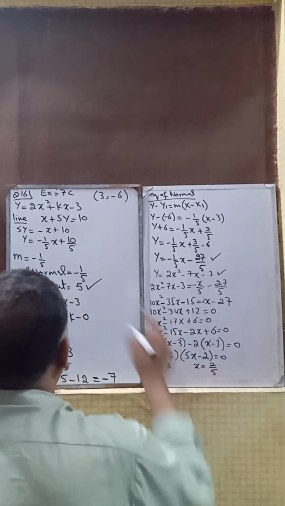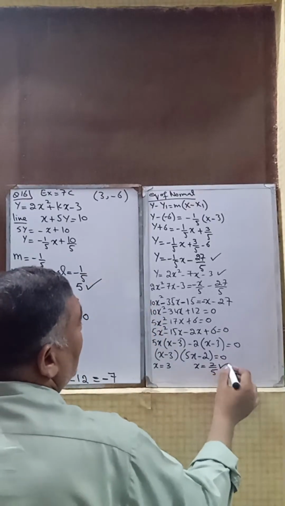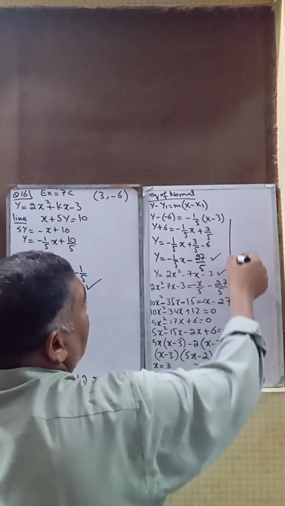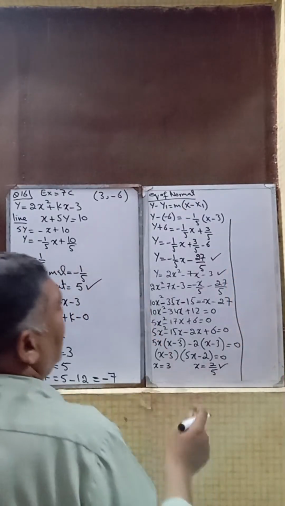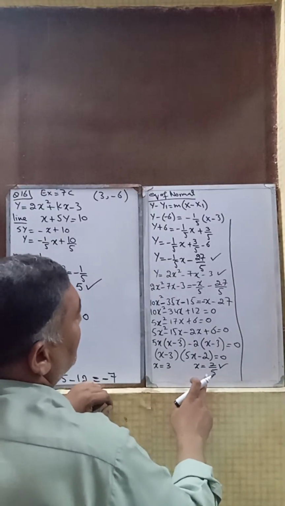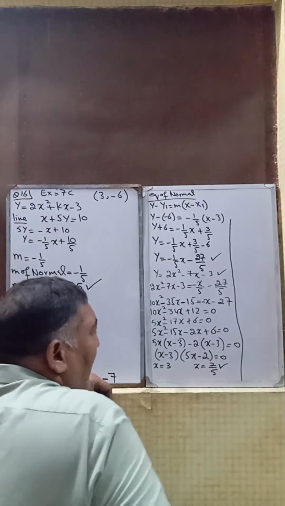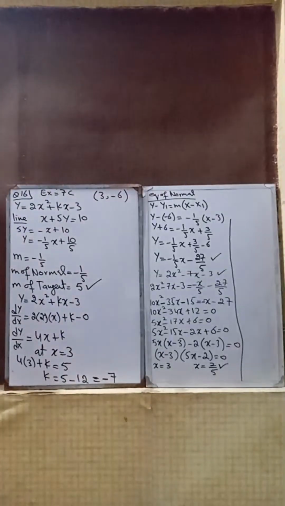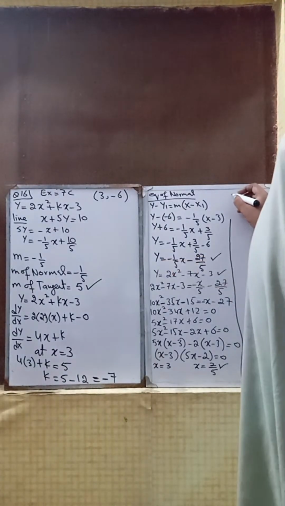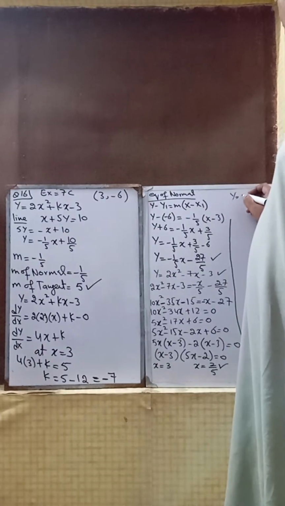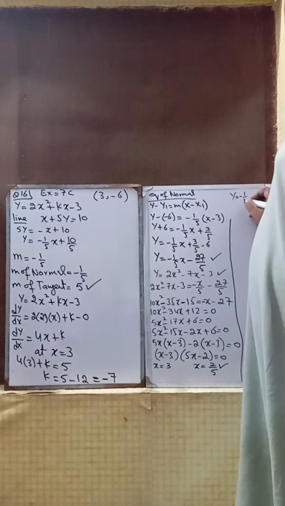This point is already given to us, so I'm not going to work on it. Okay, this is the other point. This point is already here. Okay, now if the x is equals to 2 by 5, then I need to find out the value of the y of that point. Okay, so let's use any equation. Okay, I'm going to use this one. So y will be equals to minus 1 by 5.